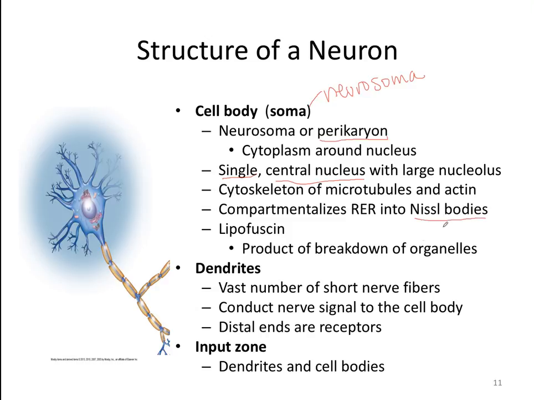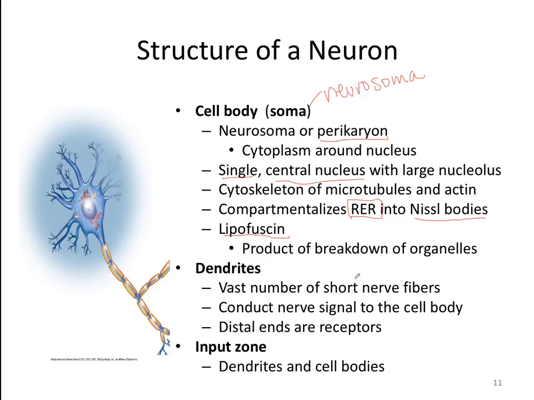So neurons must make neurotransmitter a lot, and lots of neurotransmitters are peptide-based. So if you have to constantly be making neurotransmitters, it makes sense to have a very large protein factory. And that is what the RER is meant to do. So that's the rationale for why Nissl bodies are in the soma. There is also lipofuscin, which is a product of breakdown of organelles. So these will recycle organelles, and the breakdown product is lipofuscin.